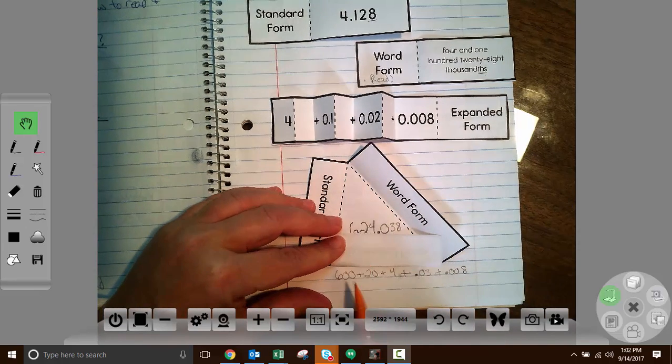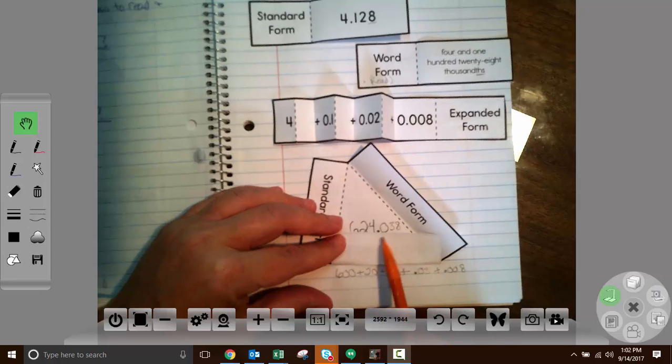6 is in the hundreds place, it's 600. Plus 20, because 2 is in the tens place. Plus 4, because 4 is in the ones place. Plus 3 hundredths, not tenths, because there was a 0 there. Plus 8 thousandths. So please review the notebook pages with your student.